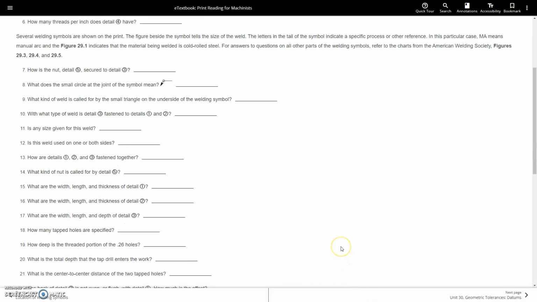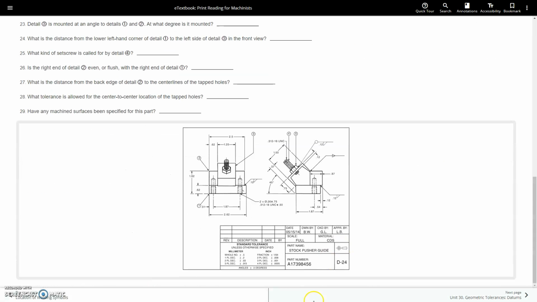And then here is your next assignment for the welding.